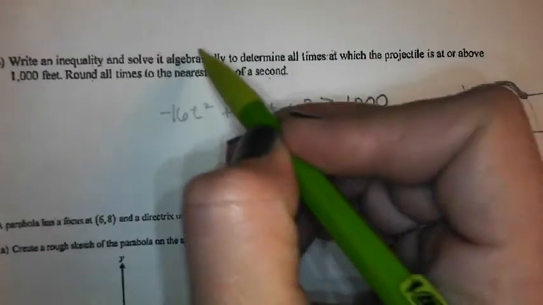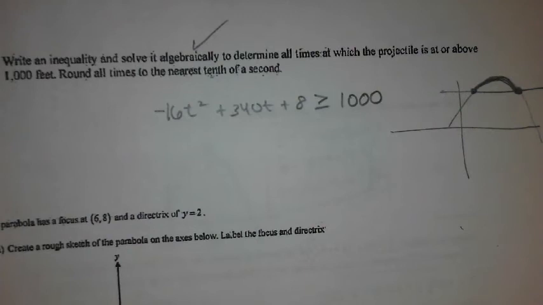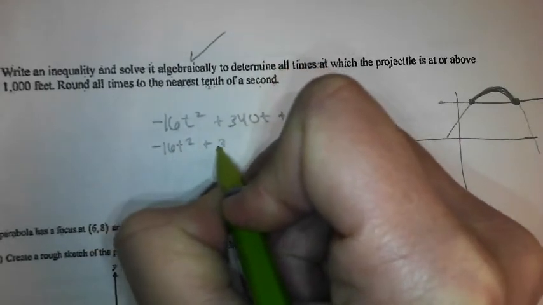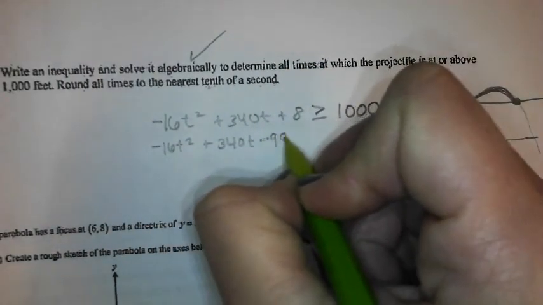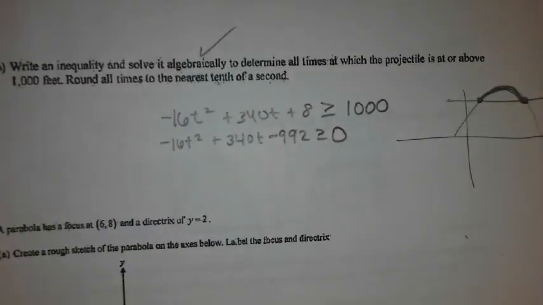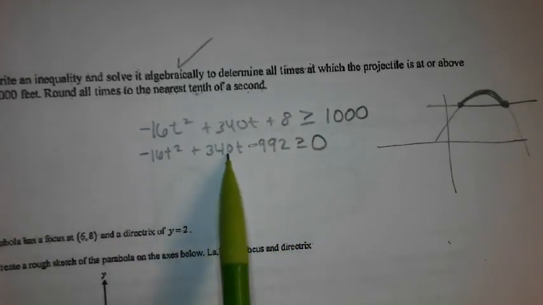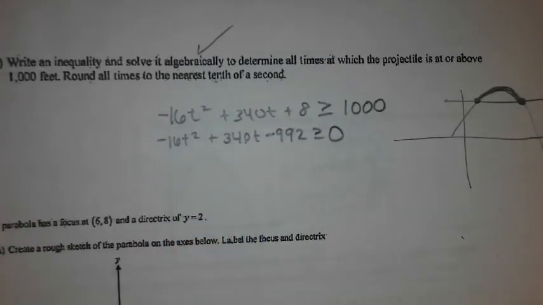This one does say algebraically, so I have to do my quadratic formula or factoring. If I subtract 1,000, I could do the quadratic formula. Those are huge numbers. I could factor. Those are huge numbers. What could I do to resolve the huge number issue, Chloe? And what is the GCF? I was hoping so, but I just did 340, and that does not divide by 16. So maybe 4.